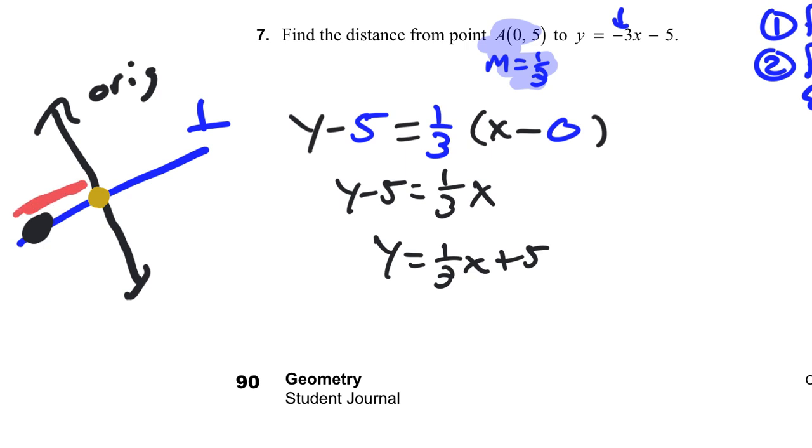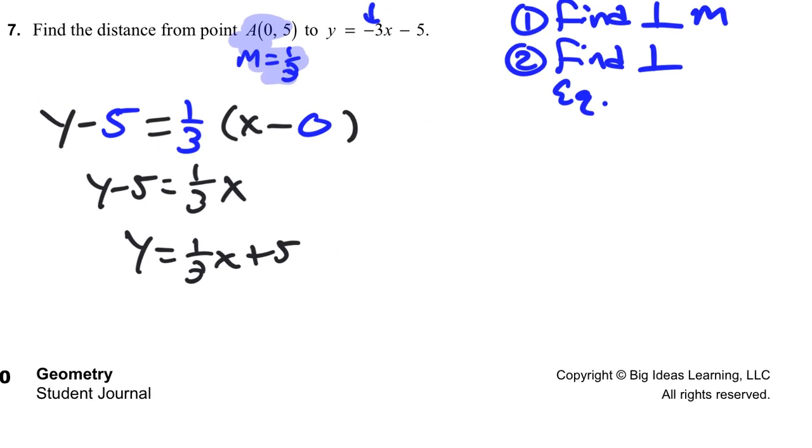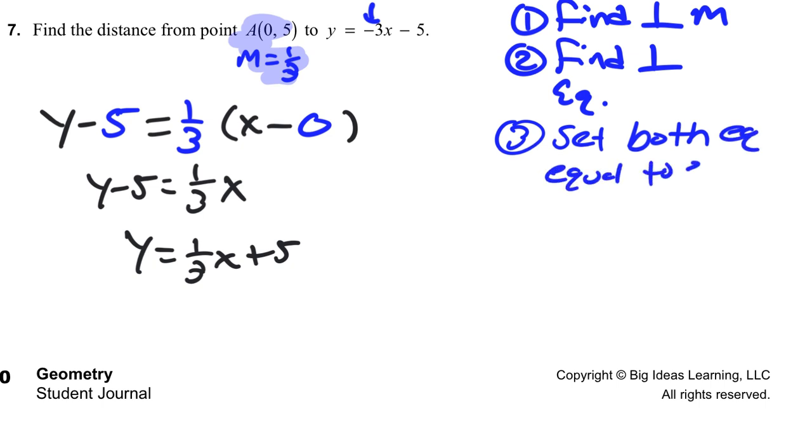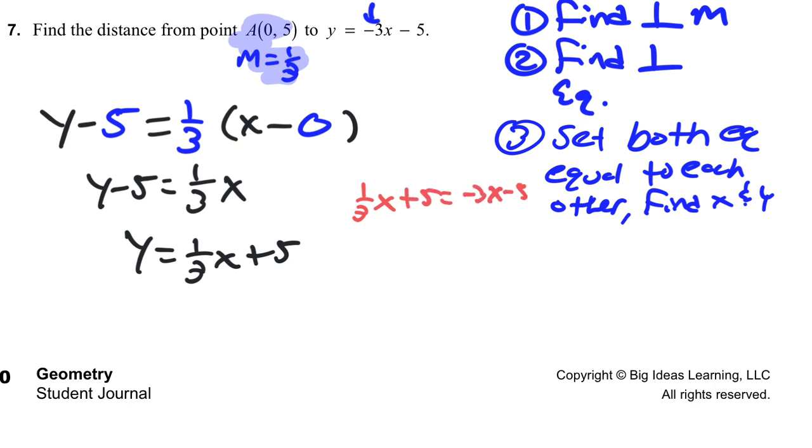So to find when two lines intersect, we can do a system of equations, and more specifically, we can just set them equal to each other. So the third step is going to be we're going to set both equations equal to each other. And you're going to find x and y. So I'm going to do that. I'm going to try to write a little smaller now. I'm going to take my 1/3 x plus 5 and set that equal to -3x minus 5.